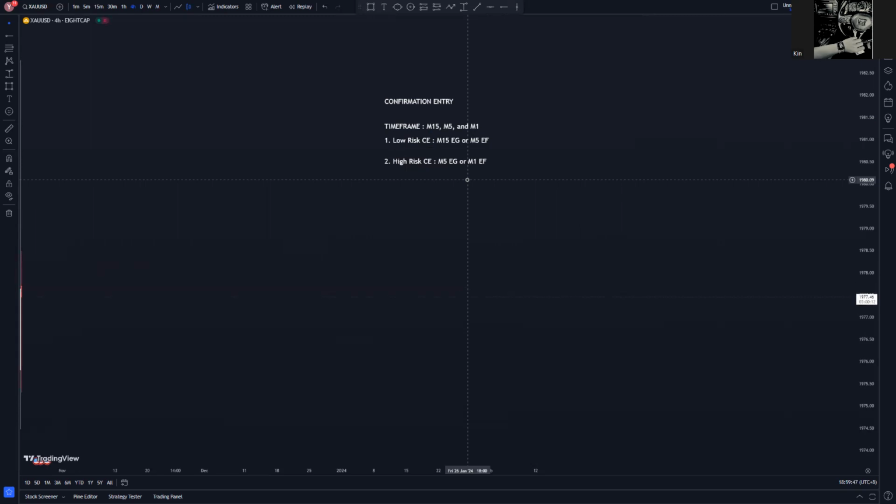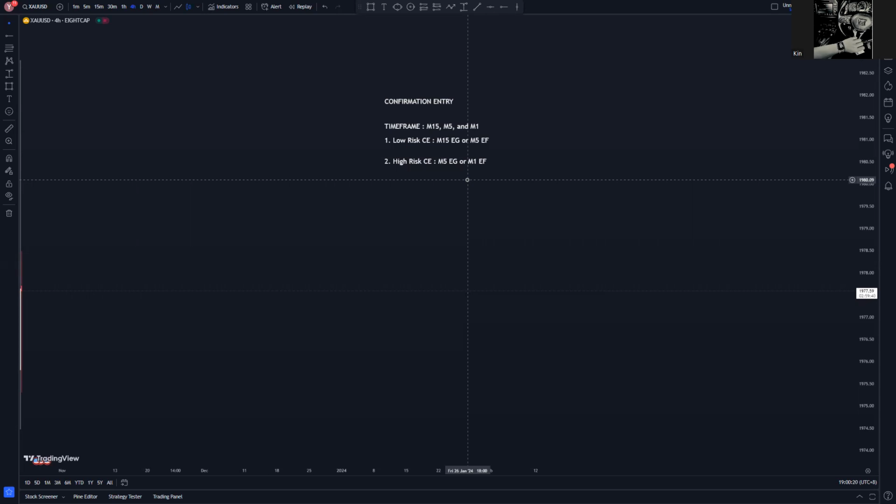Yeah, it's quite high. But you need to understand, the weakness of the low risk confirmation entry is that we are not going to get all the buys and all the sells. We're going to take fewer trades, but fewer trades with a high win rate. So why not, right?